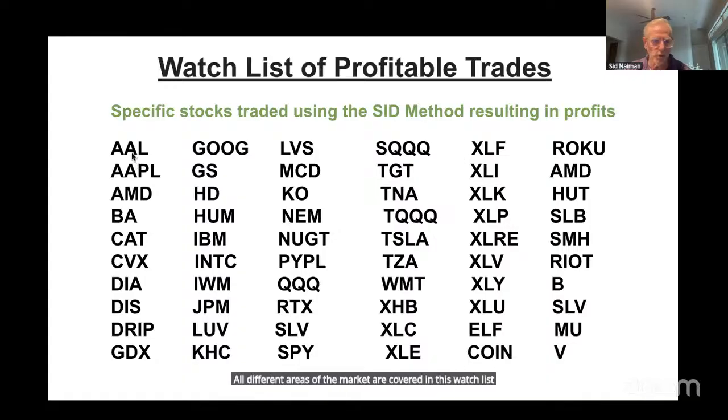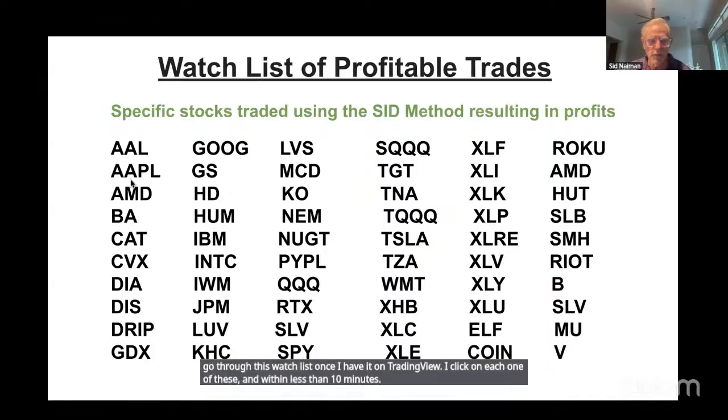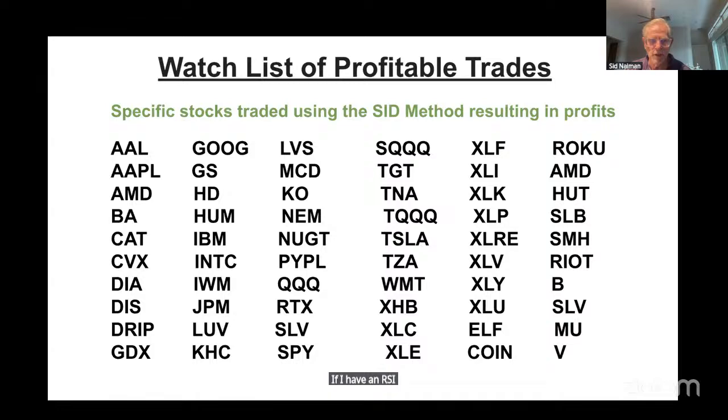And I could go through this watch list once I have it on TradingView. I click on each one of these, and within less than 10 minutes, I can tell you if I have an RSI oversold, meaning less than 30 RSI, or overbought, greater than 70 RSI, and then I'll dive deep into that.